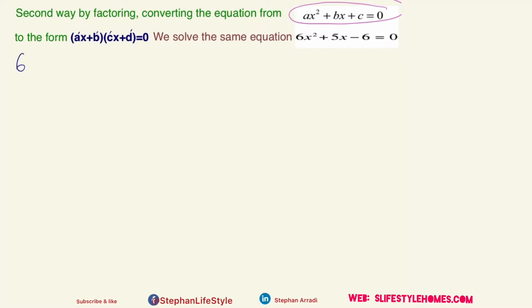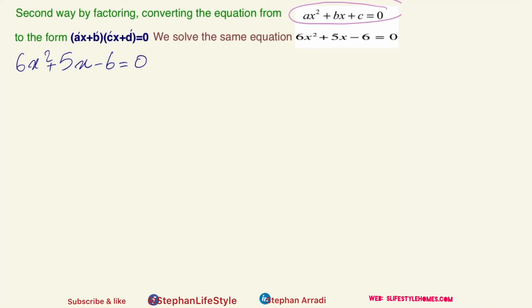We have 6x squared plus 5x minus 6 equal to 0. What we are going to do in this case is multiply this number with this number, so a and c multiplied together give us, in this case, 36. Then we have to find two numbers that multiply together and give us 36.